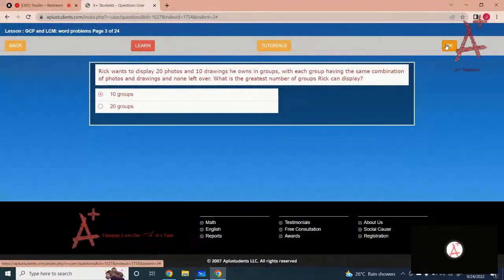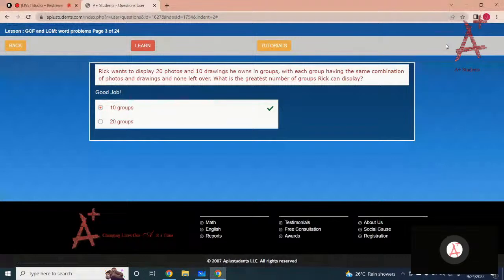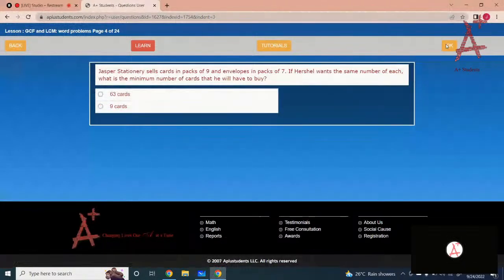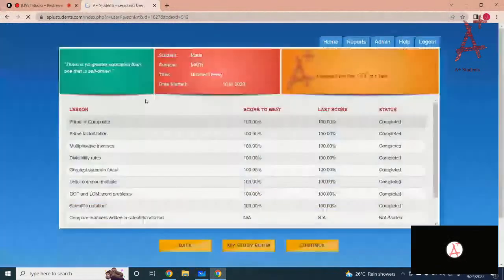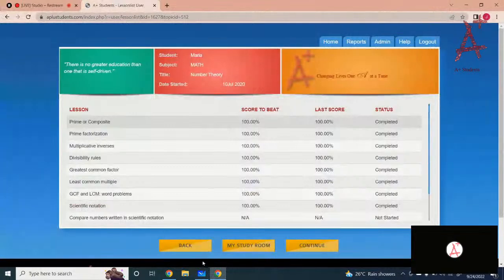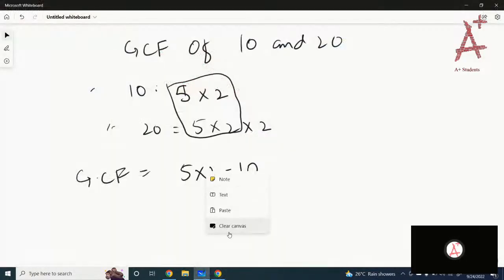So click on the OK button so you can go on to the next question. You can complete the test by yourself later today or right after the session. I'm going to move on to the next topic. So just click on the back button so that we can go to the next lesson. The next lesson is scientific notation, we're going to start with that. So let's start with scientific notation.